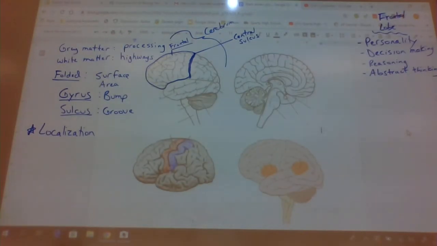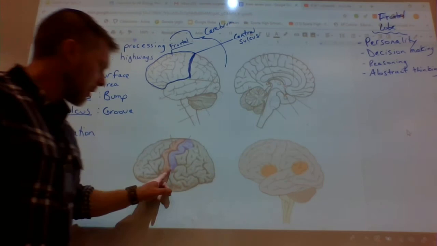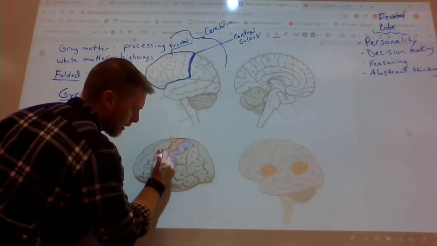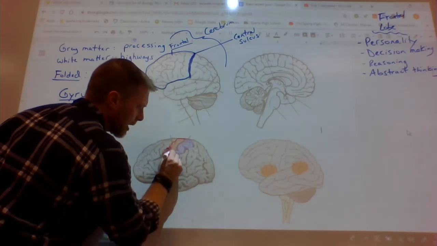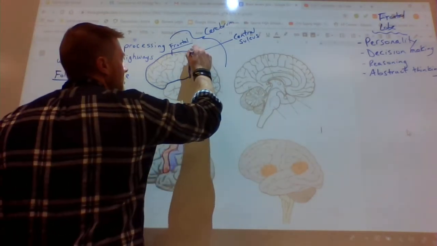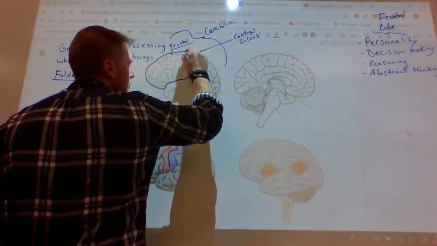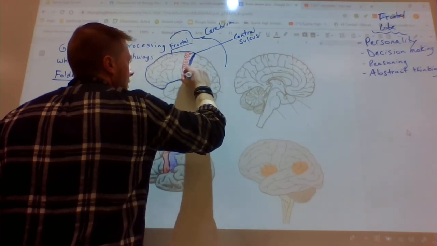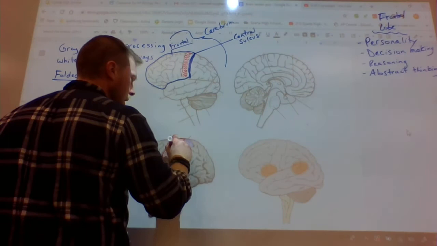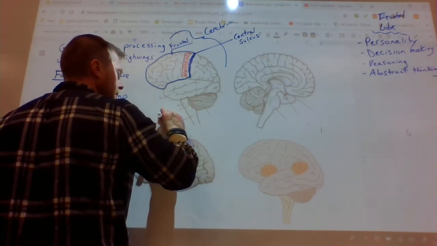Now, there is one particular part of the frontal lobe that we studied. It is this part right here, outlined in red. It is the very last part of the frontal lobe. I could even highlight it in this brain right here. It would be this. The very last part of the frontal lobe is called the motor cortex.